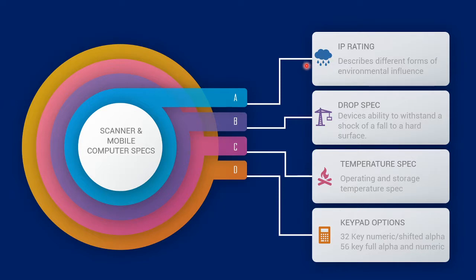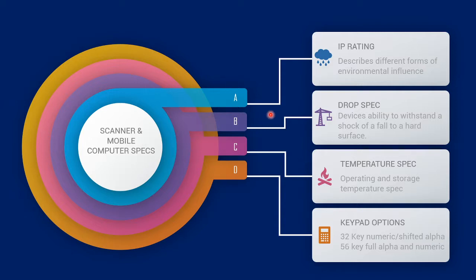Now, we call that an IP rating, and what that means is that it describes the different forms of environmental influence. Essentially, it's referring to whether the device can withstand water, whether it's light water or heavy water, and it also determines the effect of dust and other small particles on the device and how sealed the device is. The higher the IP rating, the better the device in terms of protection. An IP69 device will be a lot better than an IP50 device.